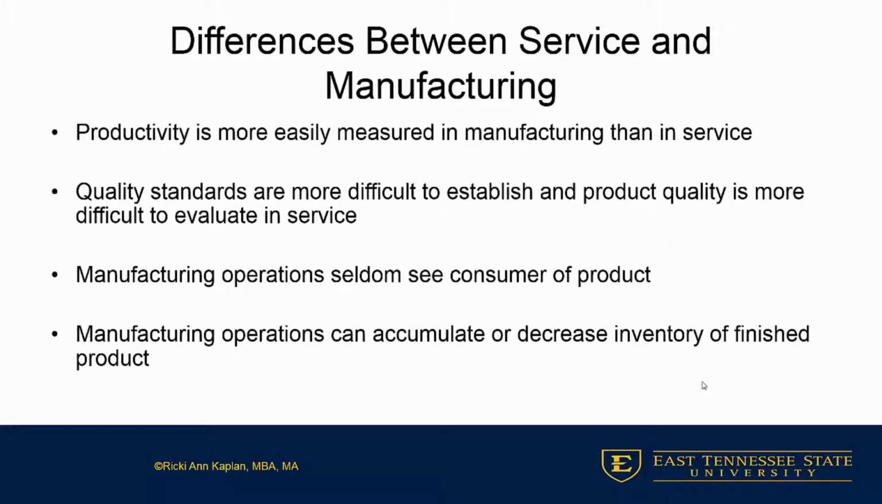So again, some differences between our service and manufacturing. Productivity is more easily measured in manufacturing than in service. In manufacturing, you can see I've done a ton of flour. I have done 500 chairs. I've made 1,000 pencils. We can take a look and say tangible object. How do we do that in service? It's a little bit harder to define productivity.